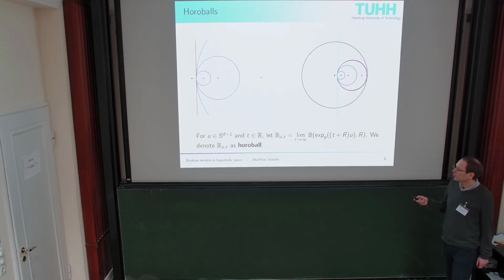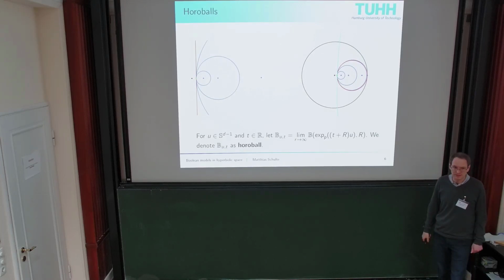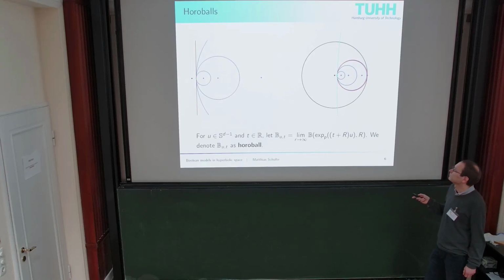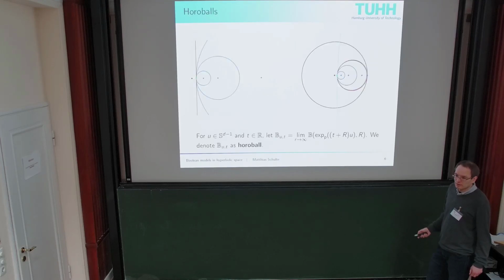So for horoballs, we use the following notation. B_{u,t} stands for the horoball if the centers are in direction u, and if this green point has a distance t in direction u to point P. And the direction is the direction in the tangent space? Yes, yes.